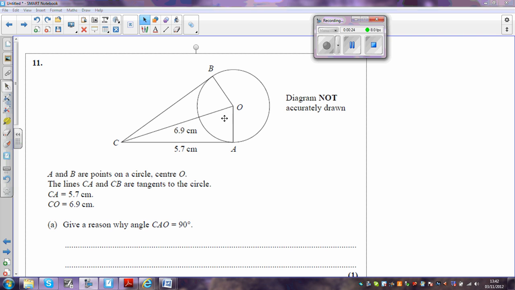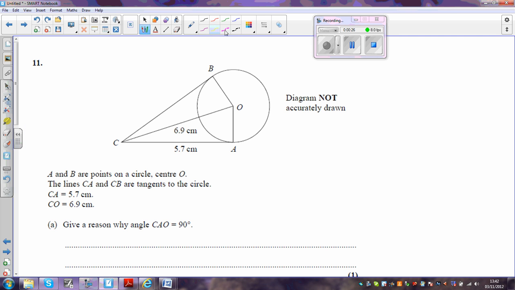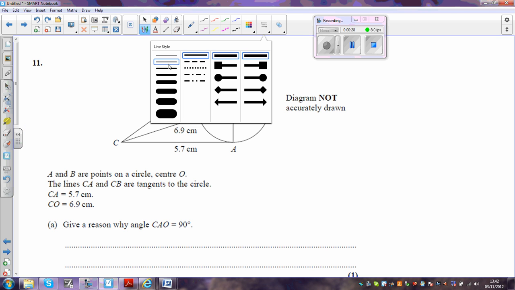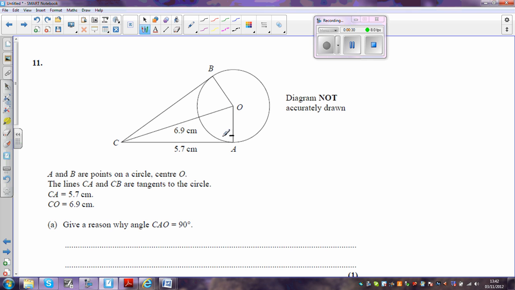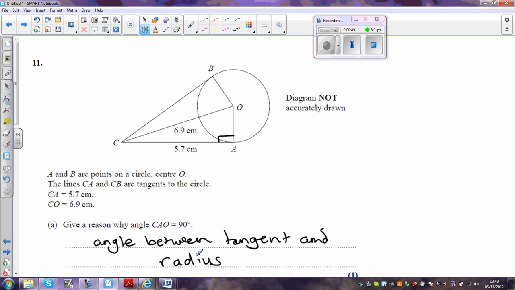Why is angle CAO, this angle here, going to be a right angle? The reason it's a right angle is because the angle between a tangent and a radius is always 90 degrees. So we can just write: angle between tangent and radius. That'll do. You can see that it's 90 degrees.